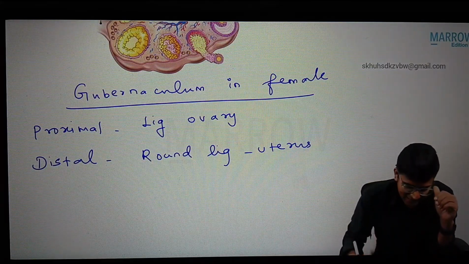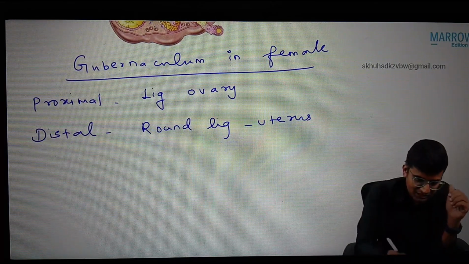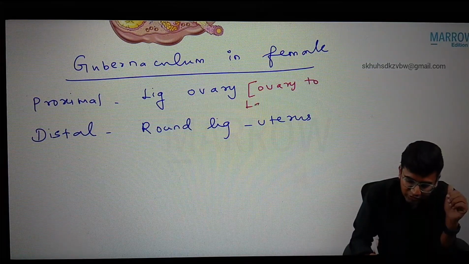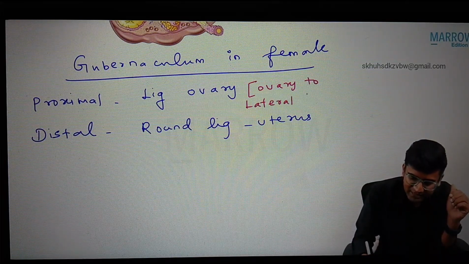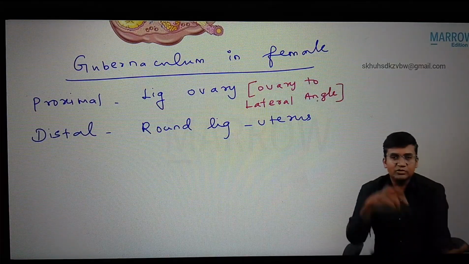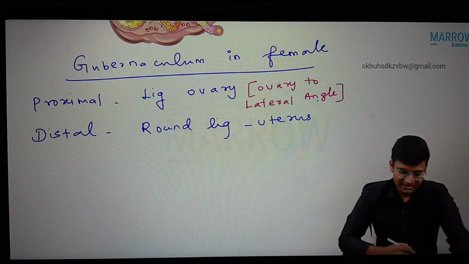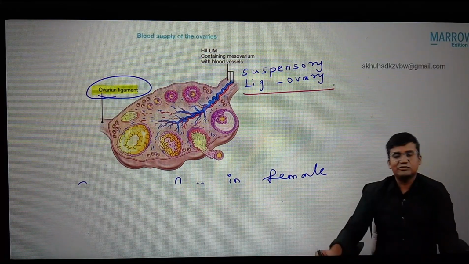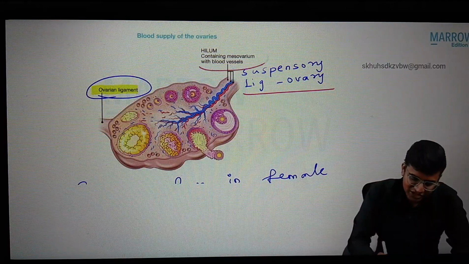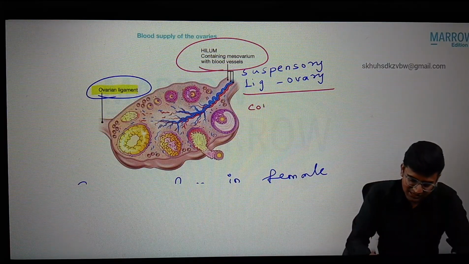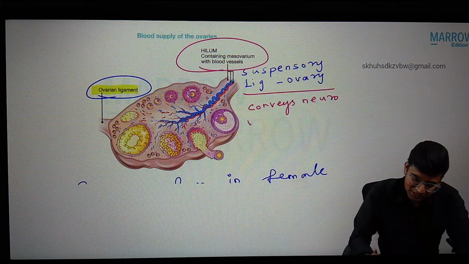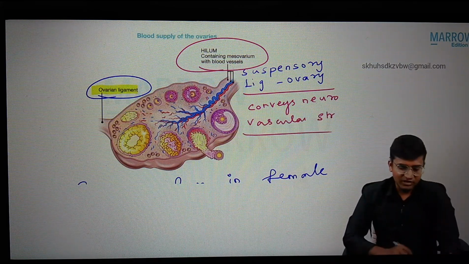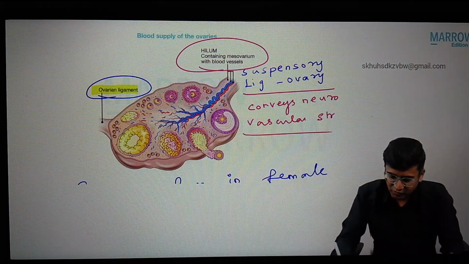This ligament of ovary is coming from the ovary. It is attaching the ovary to the cornua of the uterus. Cornua of the uterus is nothing but the lateral angle of the uterus, extending from the ovary to the lateral angle. Now we have one more ligament, that is our suspensory ligament of ovary, which conveys neurovascular structures. These are the ligaments for the ovary.